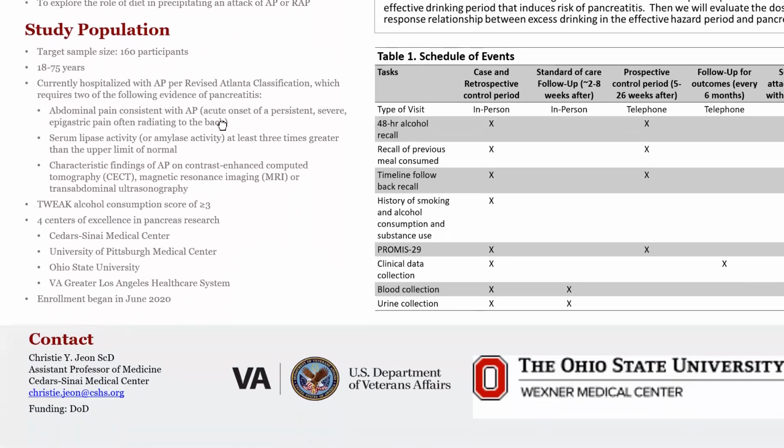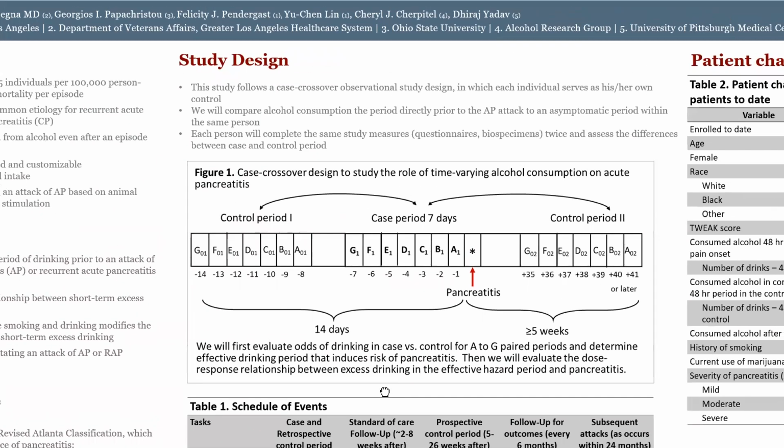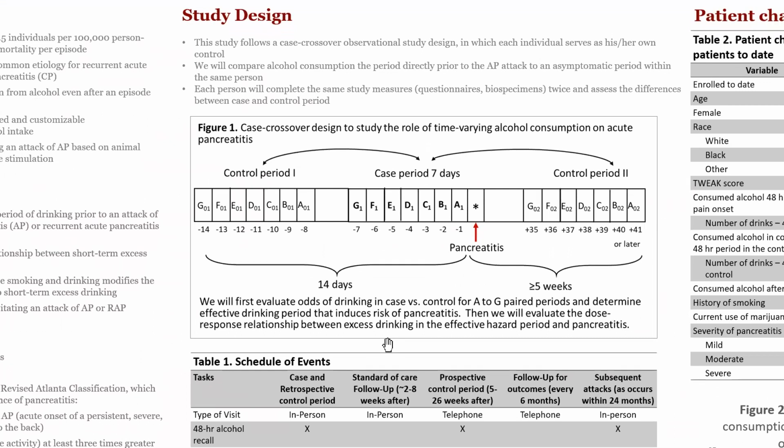A total of 160 participants between the ages of 18 and 75 years will complete this study. They have to have a Lana classification of acute pancreatitis and also meet a TWEAK alcohol consumption score of 3 or higher. This study will follow a case crossover observational study design in which each individual serves as his own control.